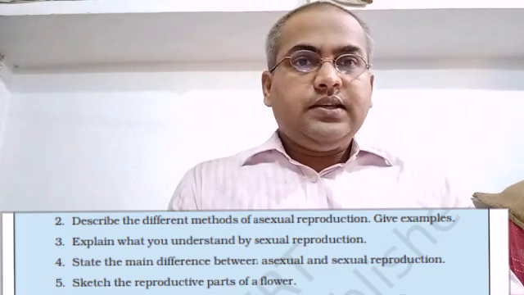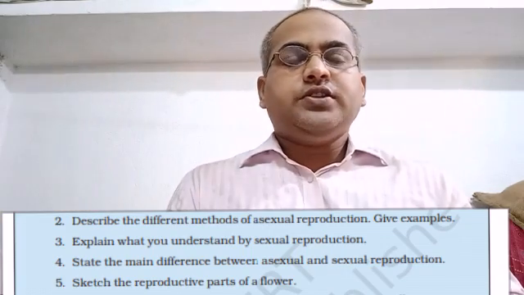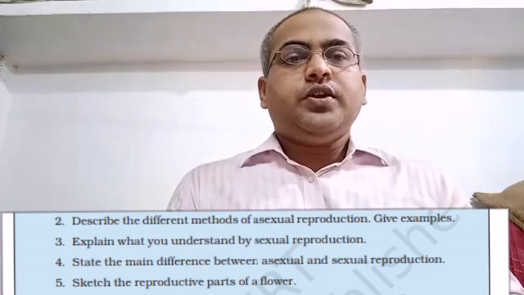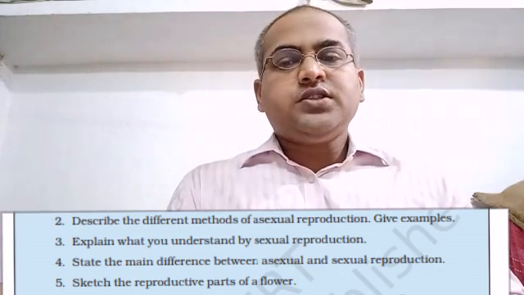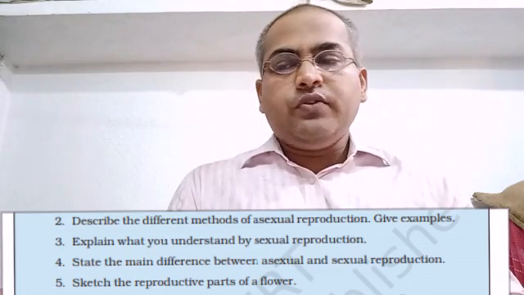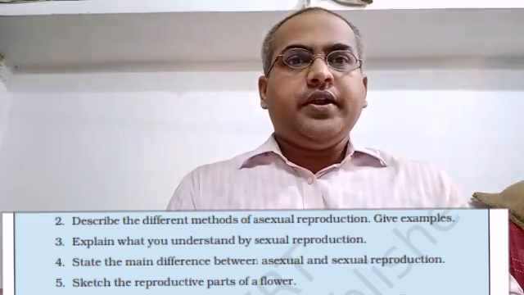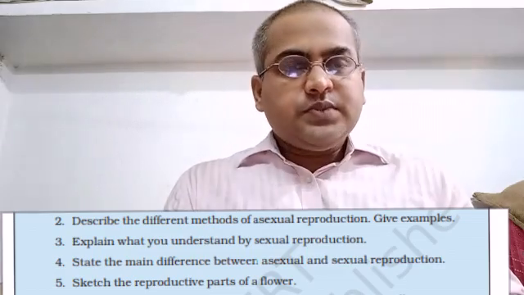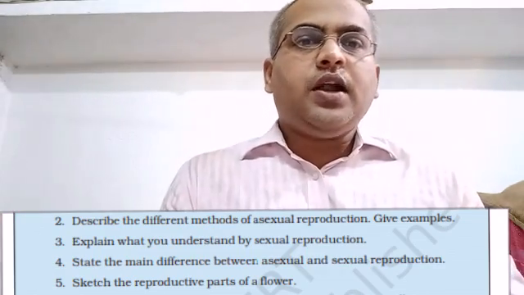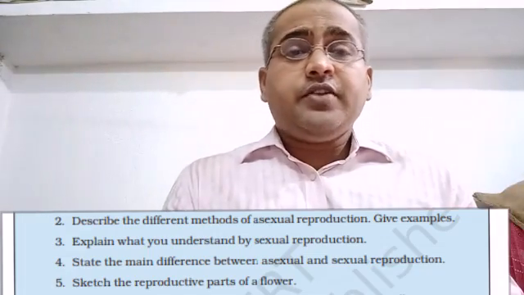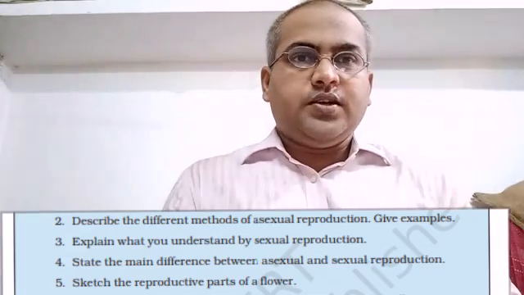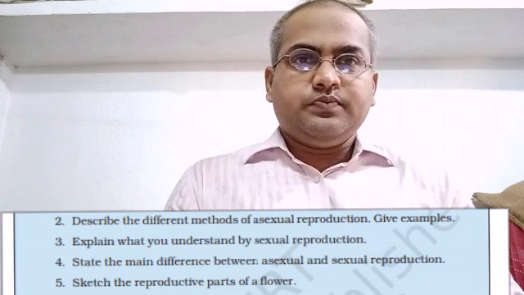Now comes the third method of asexual reproduction, that is fragmentation. In favorable conditions, the plant's body breaks into 2 or more fragments which grow into independent plants. So in fragmentation, the plant body will break into fragments in favorable conditions, and each fragment will give rise to a new plant or a new organism.